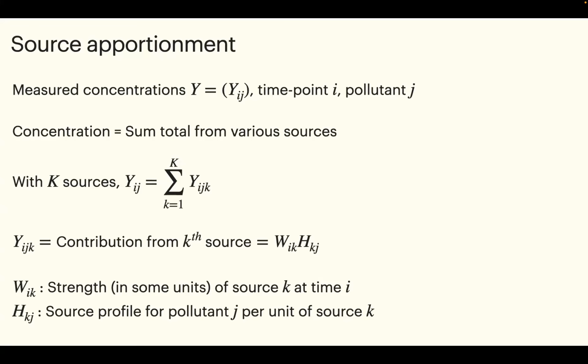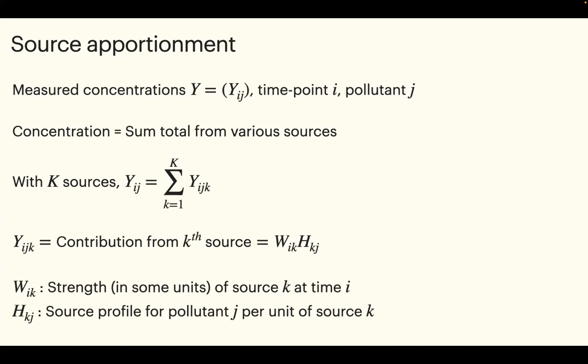Right? So mathematically, we have this data matrix, Yij, where i stands for the time point and j stands for the pollutant. Each of these measurements is a sum total of contributions from various sources. So you can break down Yij as a sum of contributions from K sources. And you can break it down further: one unit of the kth source produces this much of a particular pollutant, that is Hkj, and then at time point i, the kth source produced this many units of pollution.